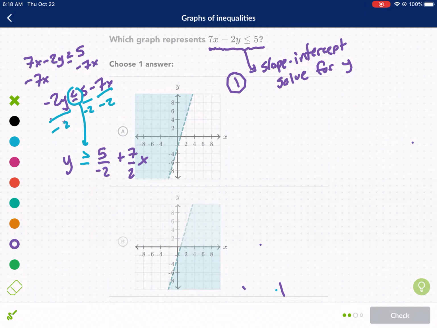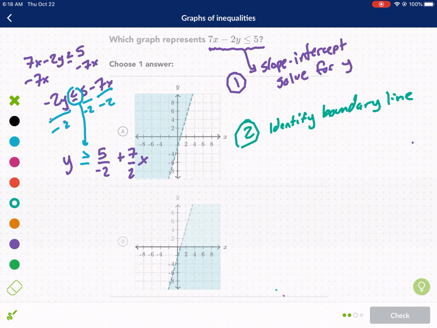Okay, so now we have it in slope-intercept form. This is much better for us, and I'll explain why in a moment. Okay, so that's step 1. Step 2, let's do green. Step 2, we have to identify our boundary line. Identify boundary line. What do I mean by that? Well, the boundary line is what we're going to graph, okay?